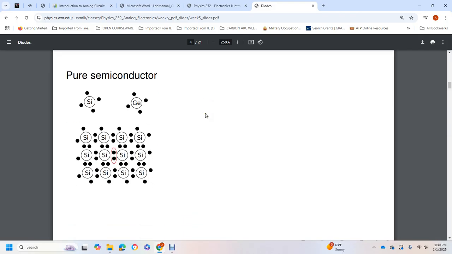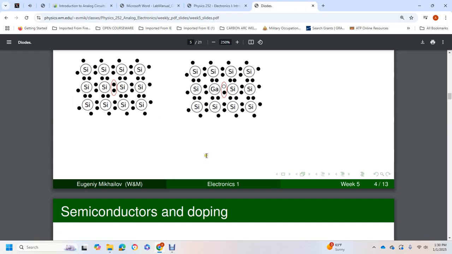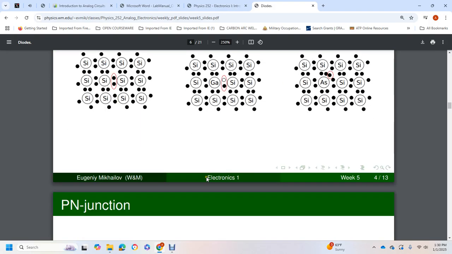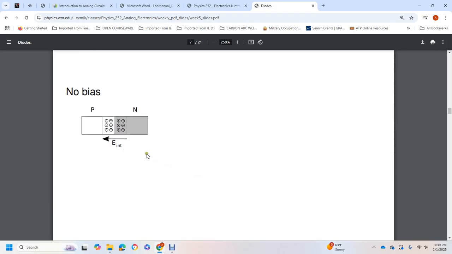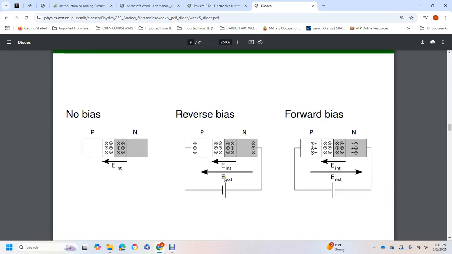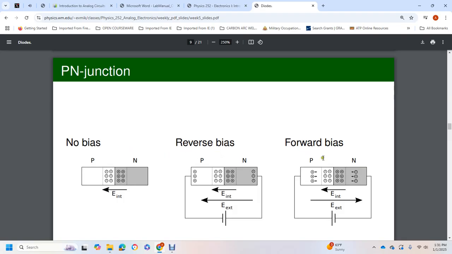Pure semiconductors, and then it shows silicon. Semiconductor doping: silicon, Ge and GaAs. Pure semiconductor, P doping is positive dope, N doping is negative dope. No bias and voltage, and the positive-negative junction, negative voltage to the positive, reverse bias. Positive-negative junction, no bias, negative to positive, forward bias.